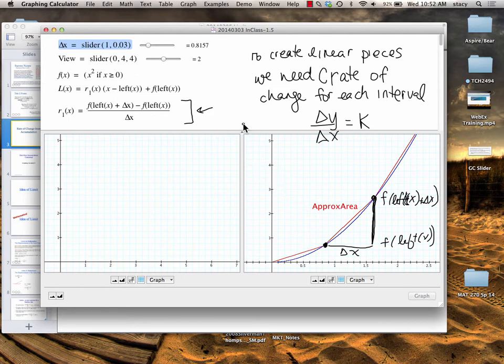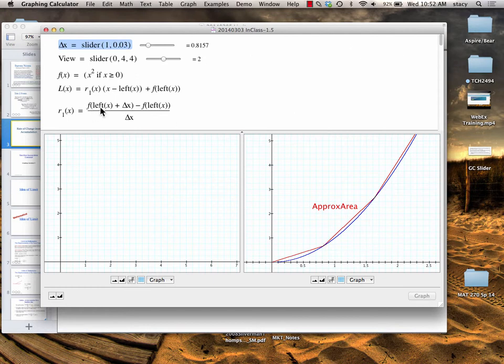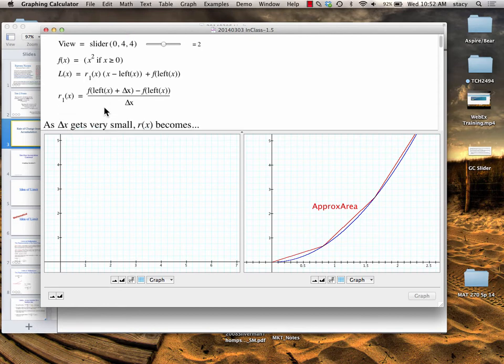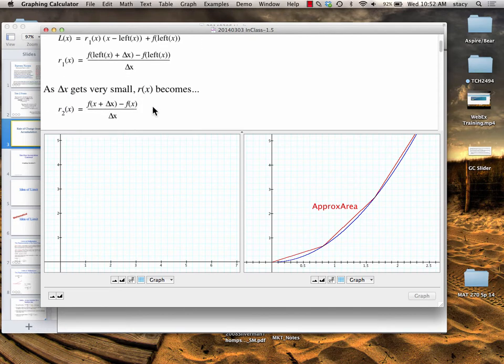Now, we did talk about, however, that when I let delta x get really small, the difference between left of x and x itself becomes irrelevant. So rather than use left of x plus delta x, when delta x becomes teeny tiny, that difference between left of x and x itself is minimal. So we could simplify our expression to get the rate as just f of x plus delta x minus f of x over delta x. Okay?